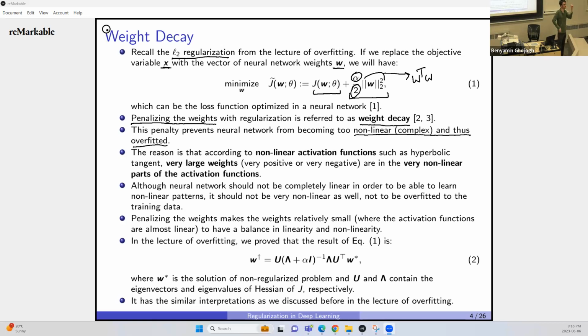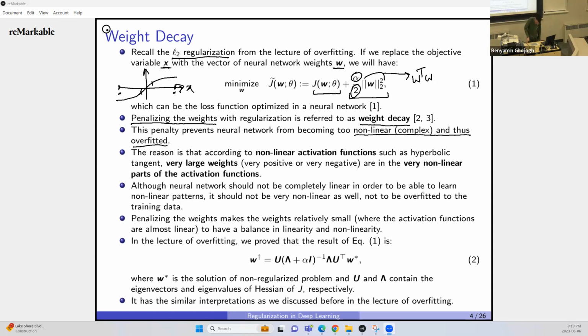In activation functions, for example, consider the hyperbolic tangent. Around 0 it is almost linear. Activation functions around 0 behave almost like linear. But when they have large X values, very positive or very negative, either here or here, they become highly nonlinear. So when the weights are very large, the outputs of the layers become very large, so the inputs of the activation functions become very large. By very large, I mean very positive or very negative. So the output of the activation function is very nonlinear. Therefore, for large W, the network becomes very nonlinear and too complex.